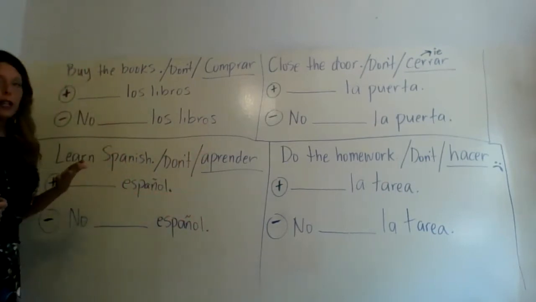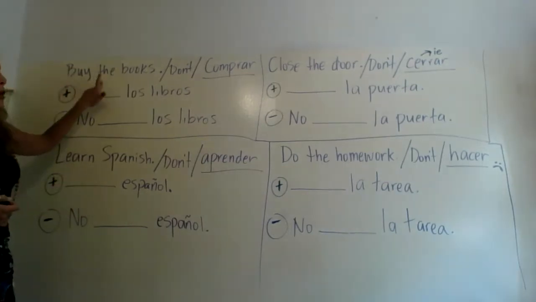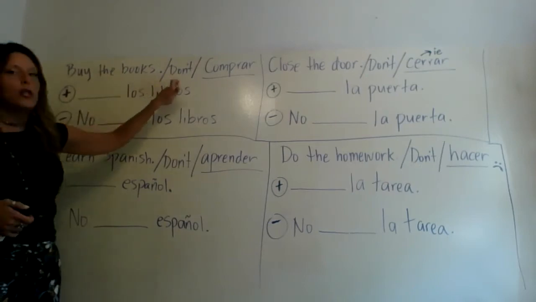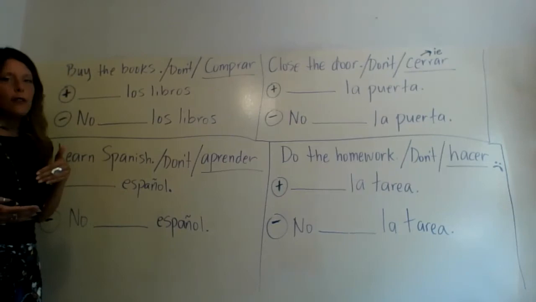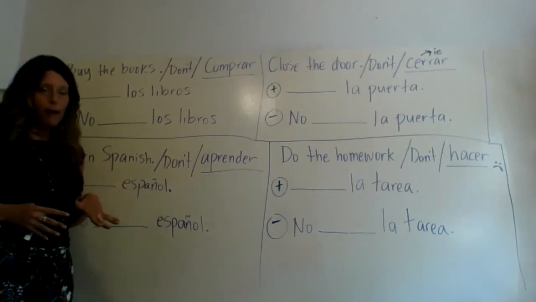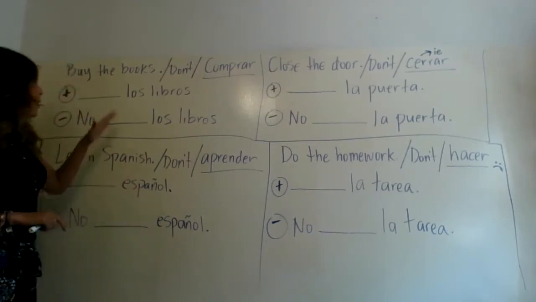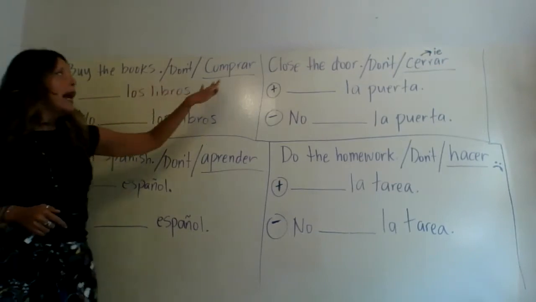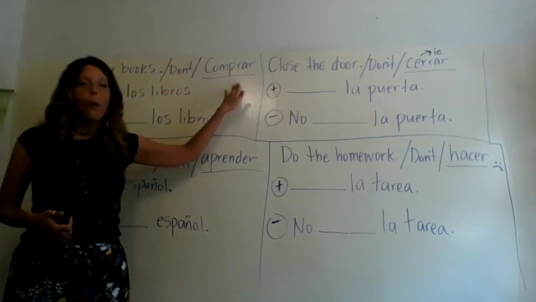So our first command that we want to make is buy the books. And then we're going to change it to don't buy the books. So the affirmative command, buy the books. The negative command, don't buy the books. Again, all of these are examples of informal tú commands. So we have buy the books, don't buy the books. How do we say the verb to buy? The verb is comprar.